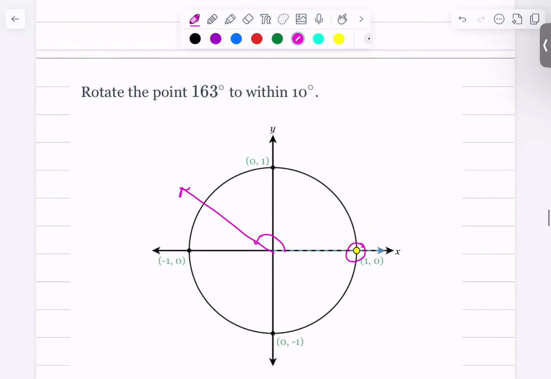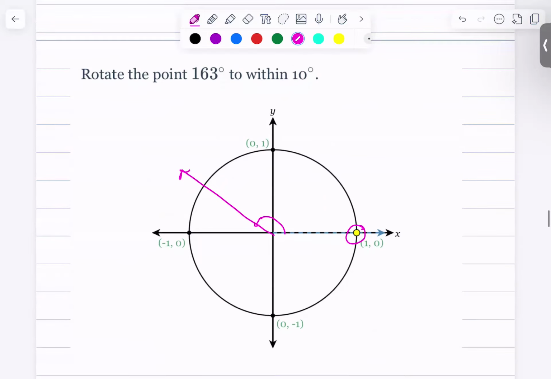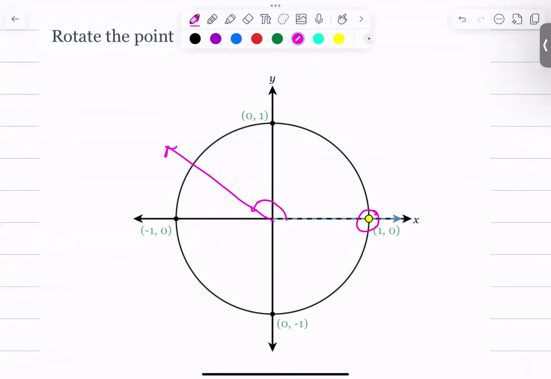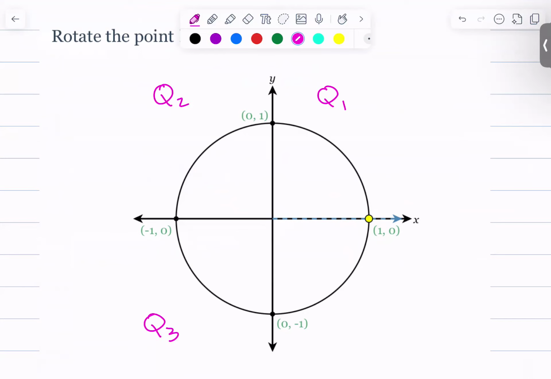Honestly, if you know what quadrant it's in, you should be good here. Actually, I'm going to take this time to cover the quadrants. So we know, erasing this, this is quadrant 1. This is quadrant 2. This is quadrant 3. This is quadrant 4, right?